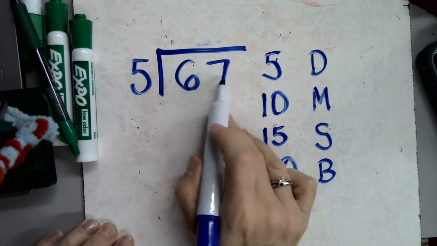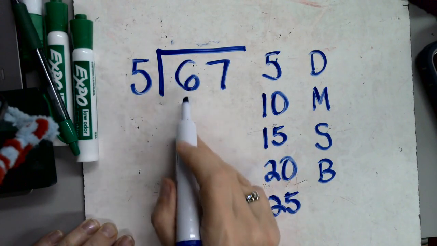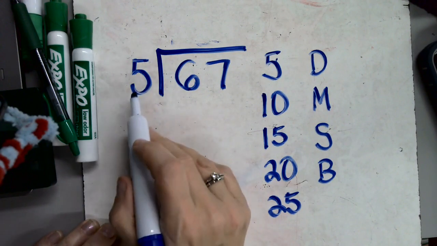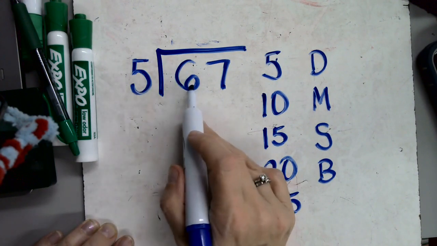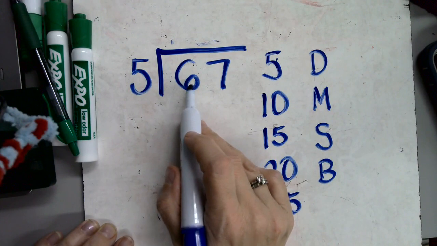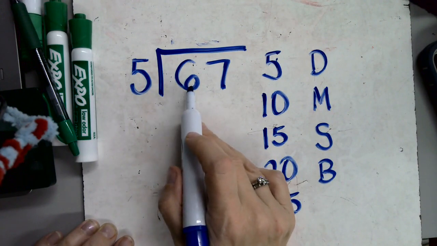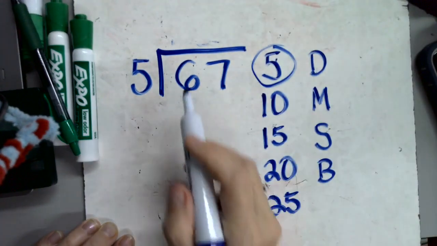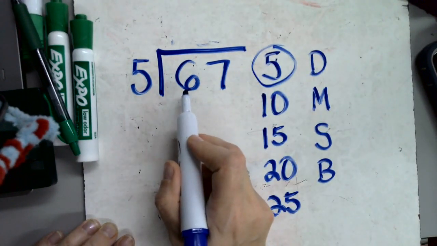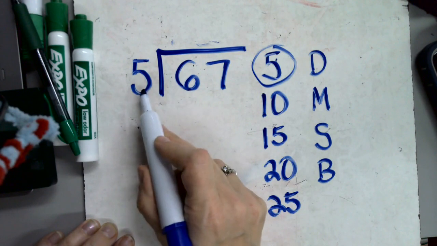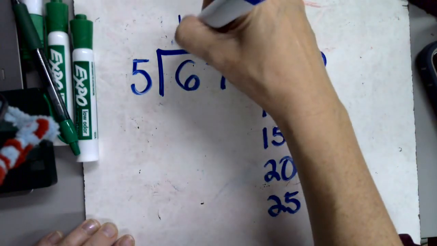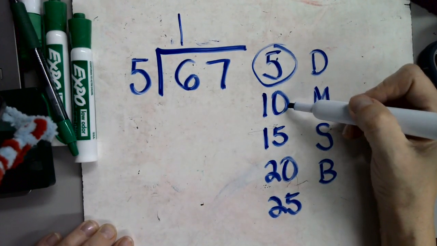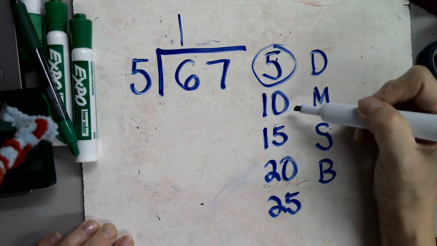We're looking at our dividend of 67, but we start in the first place value where the 6 is. We think, how many 5s will it take to make 6? Well, it won't make it exactly, but we can use 1 5. We say about. So 6 divided by 5 is about 1, because remember, we can't go over. We can't go up to 10 and use 10 because that's too much.